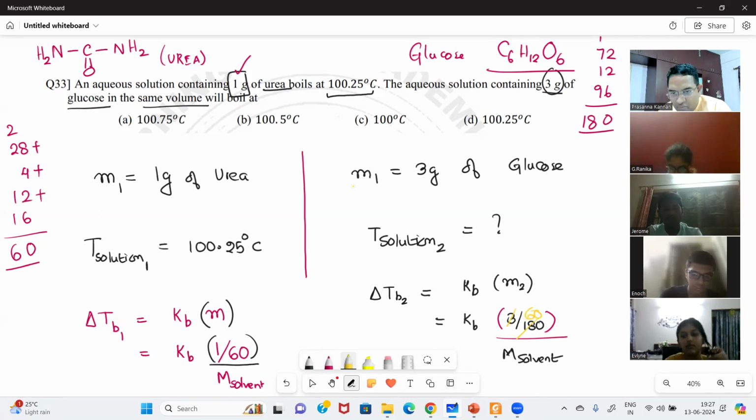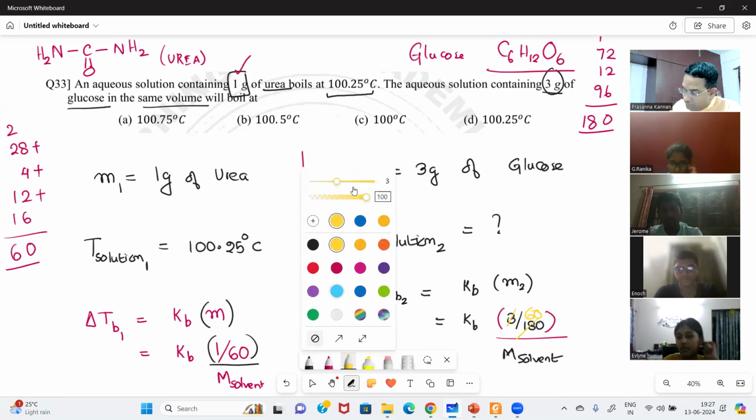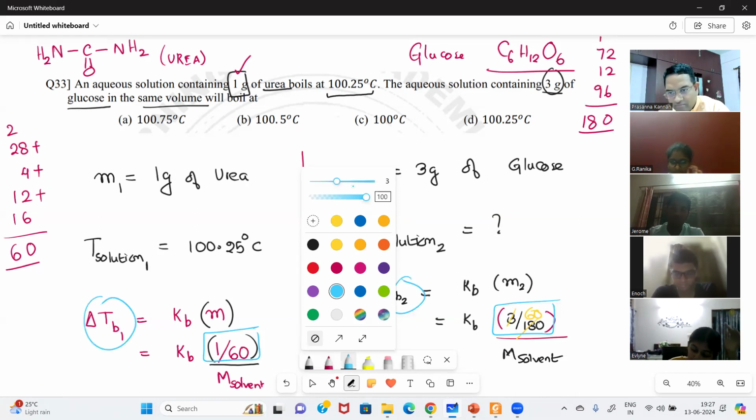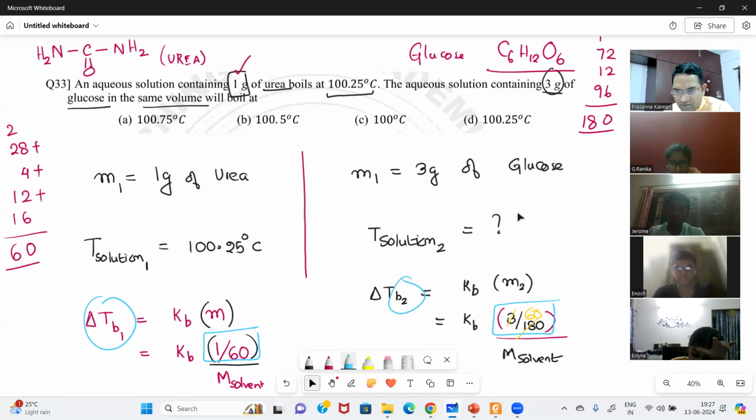So if you see the number of moles in both the cases, what are you going to get? 1 by 60. Therefore, with the rest of the quantities remaining constant, your delta Tb in both cases will be the same. Therefore, the new solution of glucose will also boil at the same temperature as urea. So what is the right answer? D, 100.25 degrees Celsius.